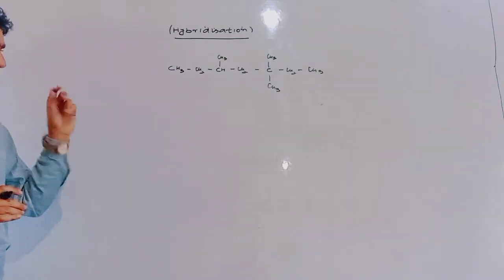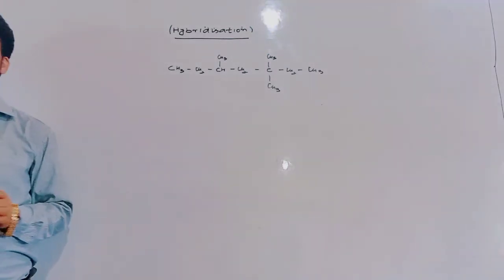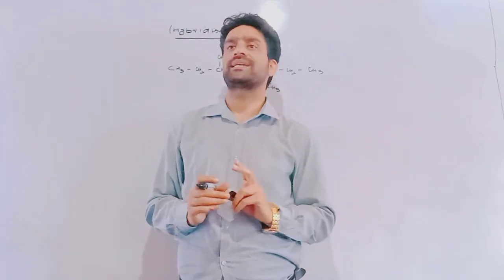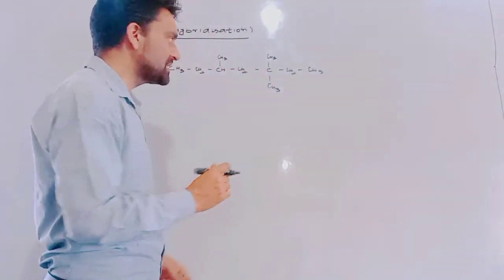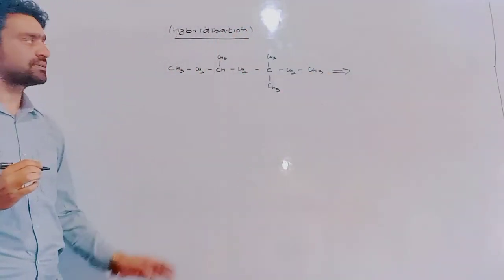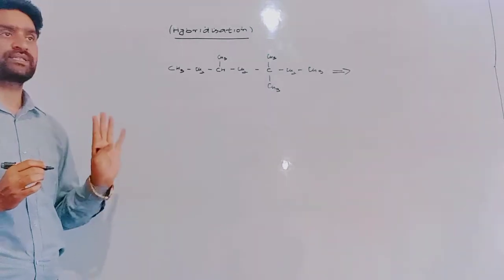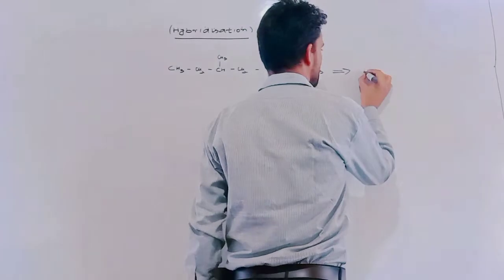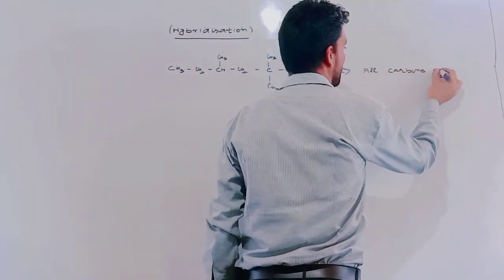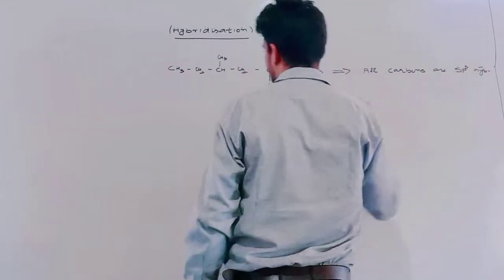Simple point. If a carbon atom contains only sigma bonds, it always has sp3 hybridization. Am I right? So can I say all carbons in this example possess sigma bonds only? There is no pi bond. When there is no pi bond, all carbons are sp3 hybridized. First point is all carbons are sp3 hybridized.